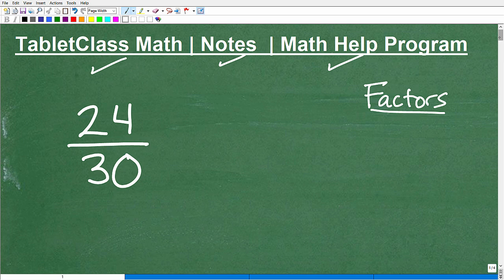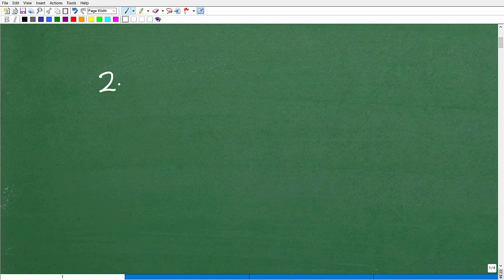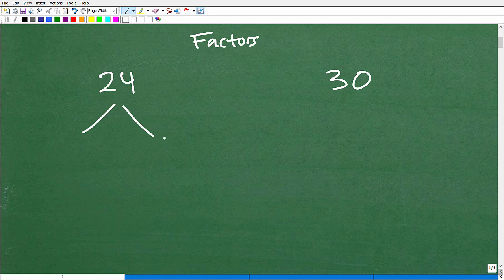So we have 24 over 30. We'll get back to this problem in a second, but let's look at these respective numbers, 24 and 30, and talk about their factors. To factor a number, you want to use something called a factor tree. You could just start in any old way. Just think of any two numbers that multiply together to give you the main number, 24. Let's just go 2 times 12. So 2 times 12 is 24.